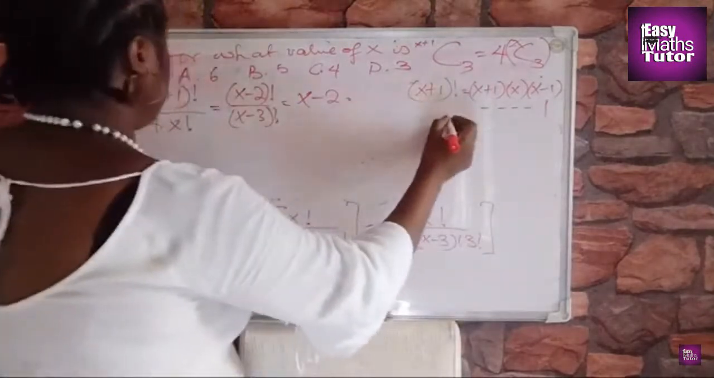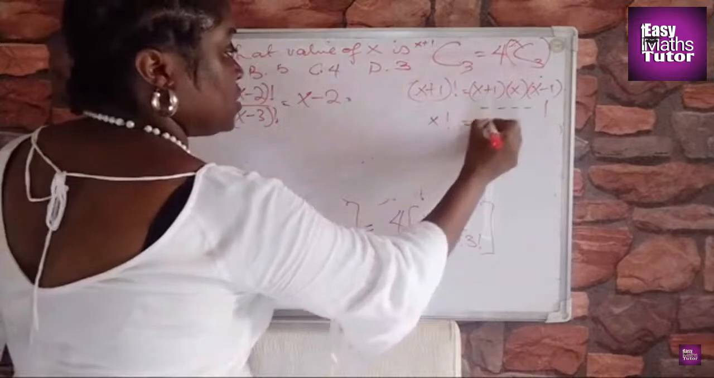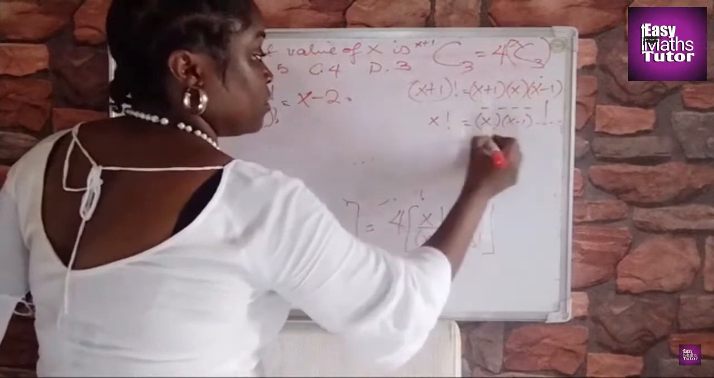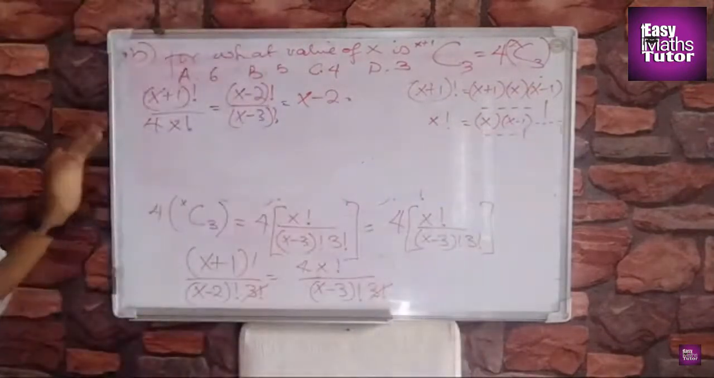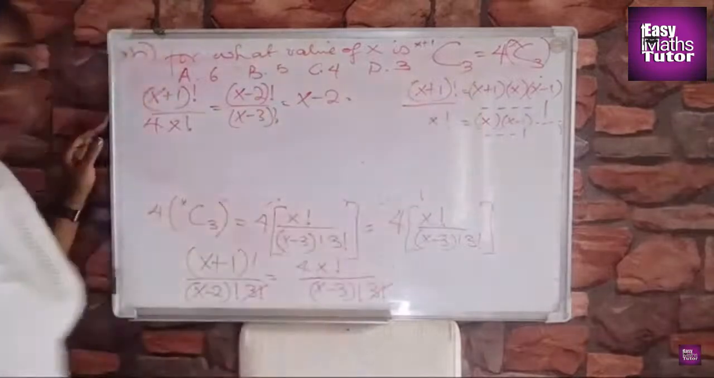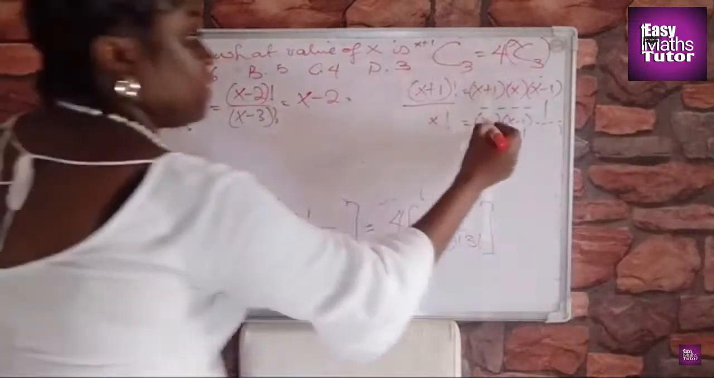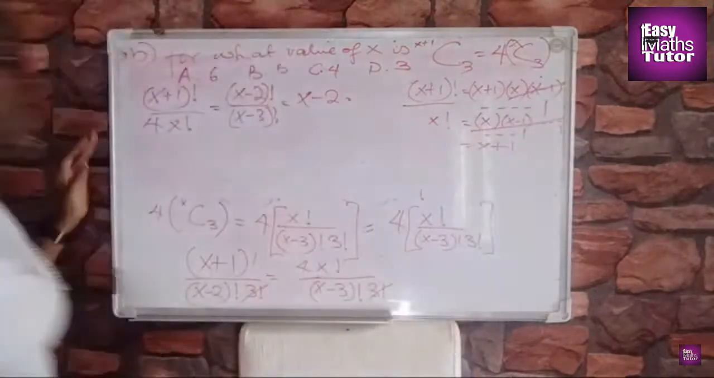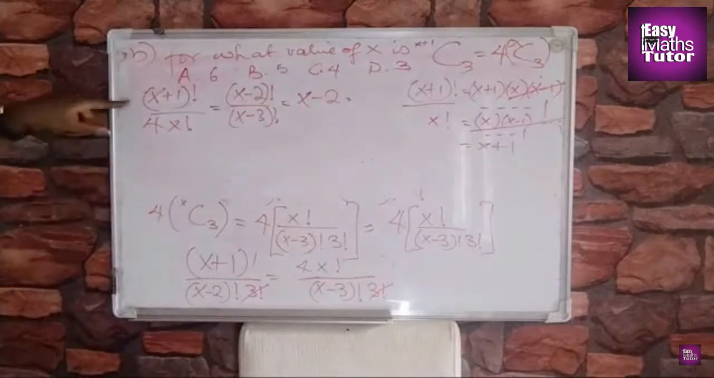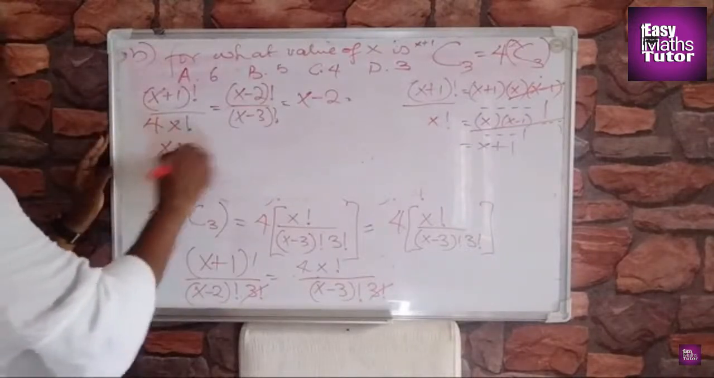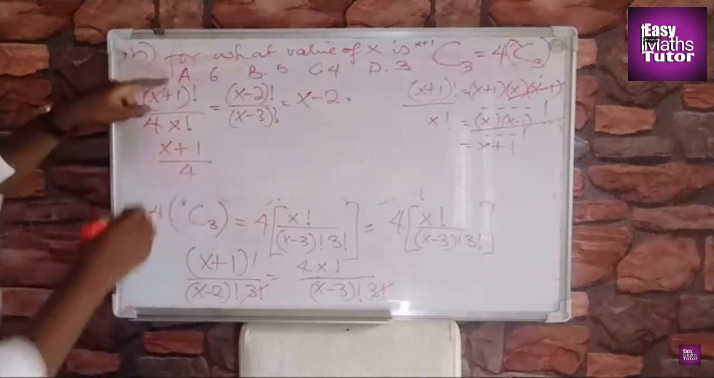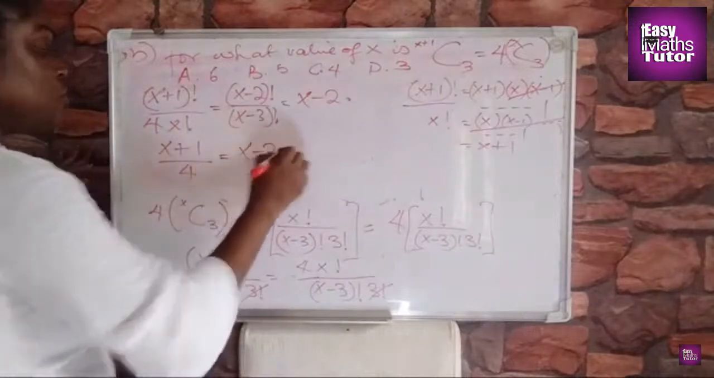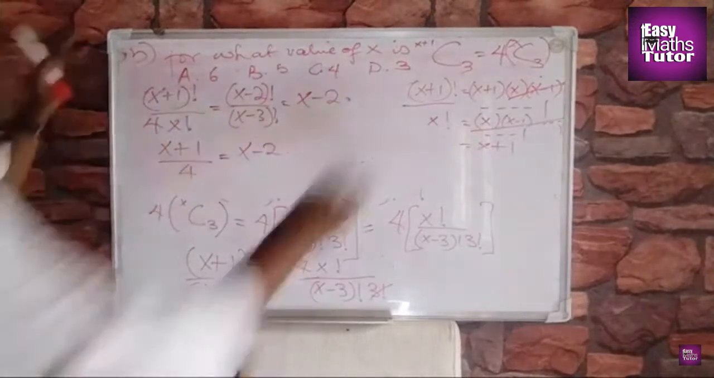Now we also have what? x factorial, which is x multiplied by x minus 1 and so on till 1. So if this divides this, right, then this whole x will cancel this x, giving us x plus 1. That means the answer for this will be x plus 1 over 4. This will cancel to give us x plus 1 over 4 equal to x minus 2.